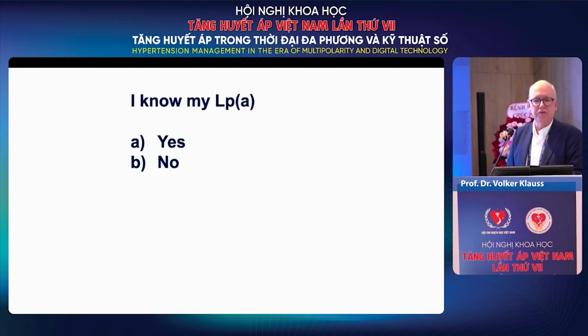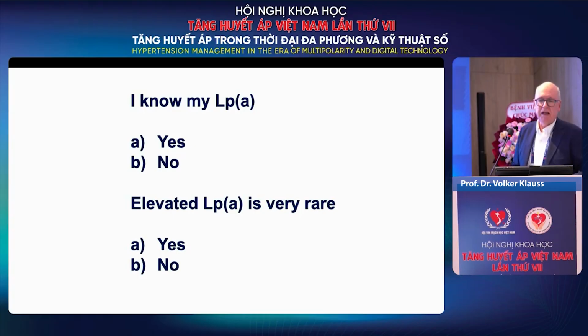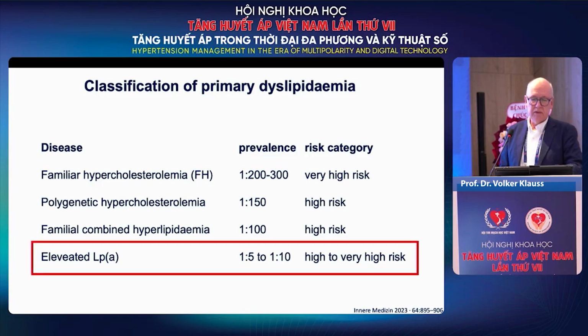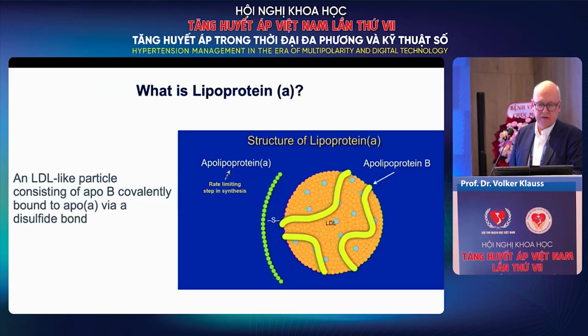And so I have to ask, I know my LPA, who knows the LPA? Not everybody, okay. So elevated LPA is very rare. Is it very rare? It's rare or it's not rare? It's not rare, okay. So LPA, you find it in 1 out of 5 or 1 out of 10 patients, and it has a high to very high additional cardiovascular risk.